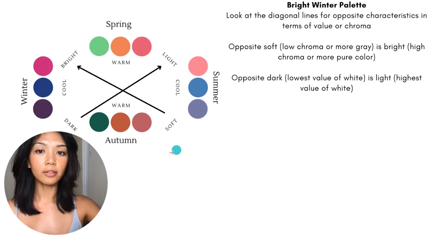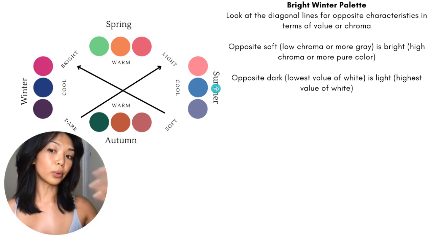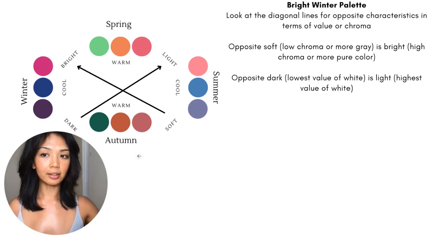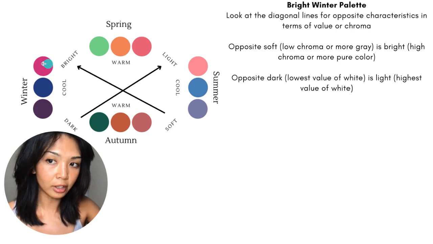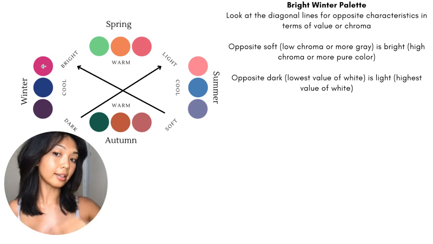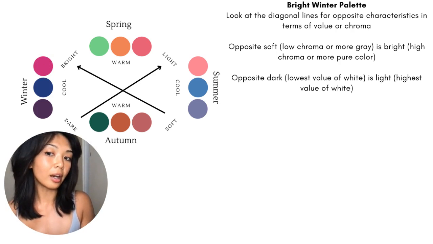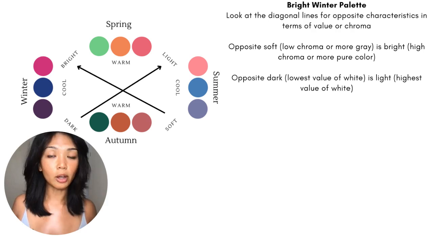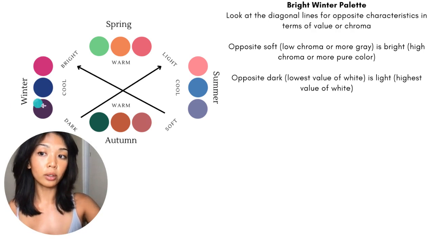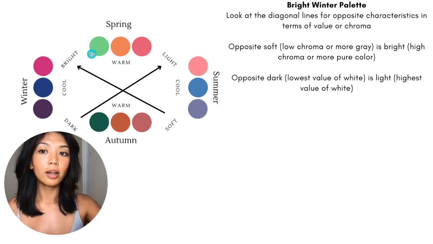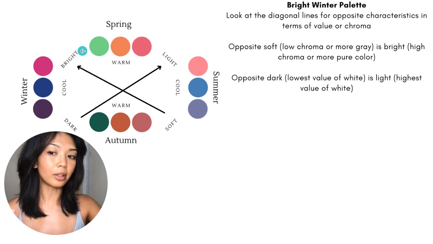So we have all of our seasons, spring and autumn, summer and winter. Winter and summer are both cool seasons. Spring and autumn are warm seasons. Now, bright winter is over here, and it is in between spring and winter. So it can share a few of the same colors as cool or true winter, and it can also have a few similar colors with the bright spring season.